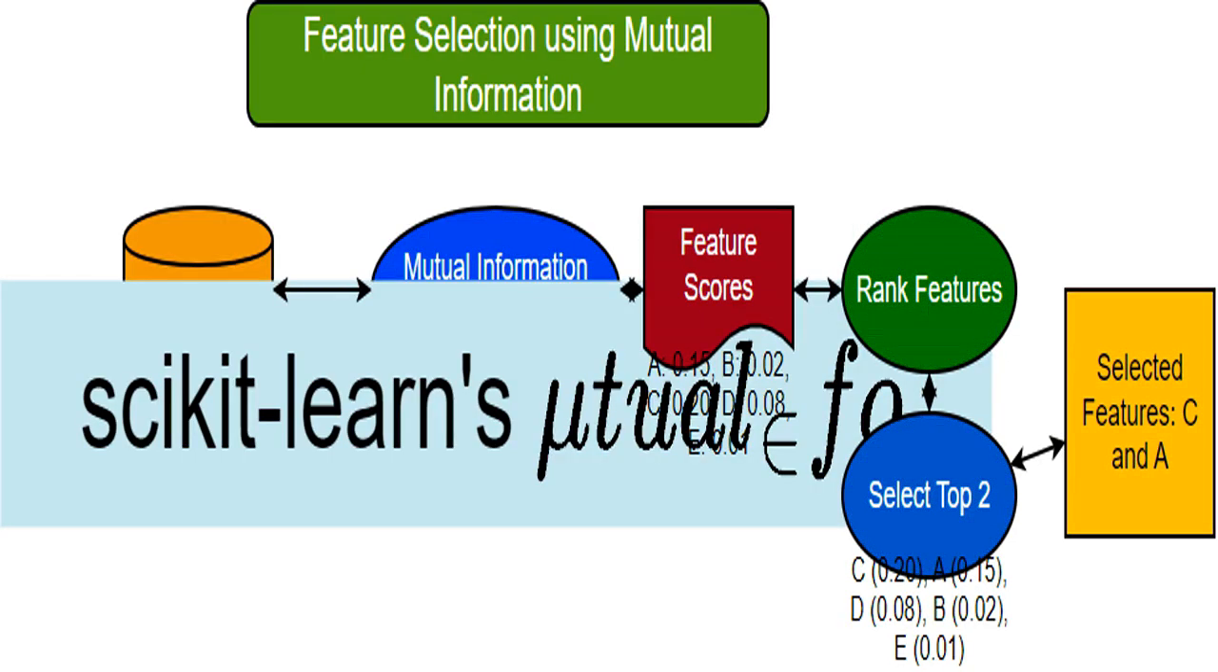This is the specific function I use to do the calculation mentioned above. Scikit-learn is a popular Python library for machine learning. mutual_info_classif is a part of that library.